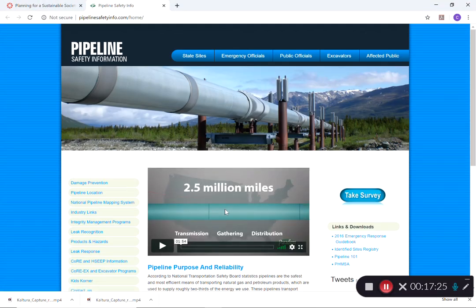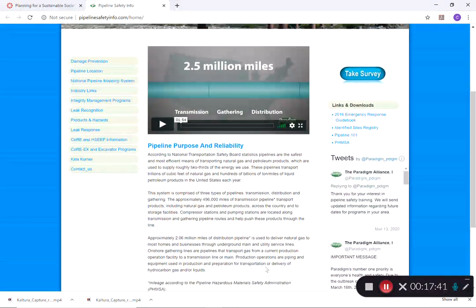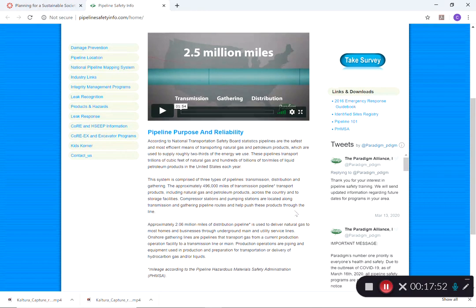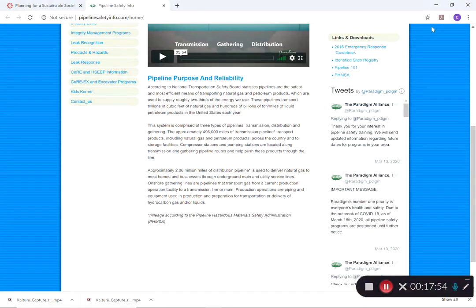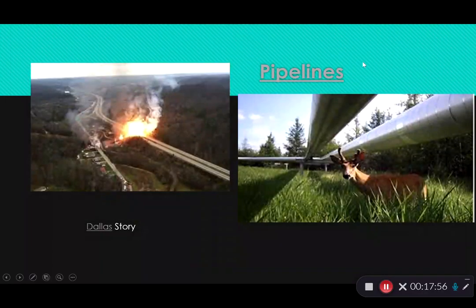There's about 2.5 million miles of pipelines across the country, and they're moving all sorts of things from natural gas to oil to water and other things. And so they are very reliable, and they're generally safe. Obviously, there have been examples of safety issues, particularly as our pipelines age and become more susceptible to decay and accidents that happen. So that's an issue that needs to be addressed in terms of maintenance.